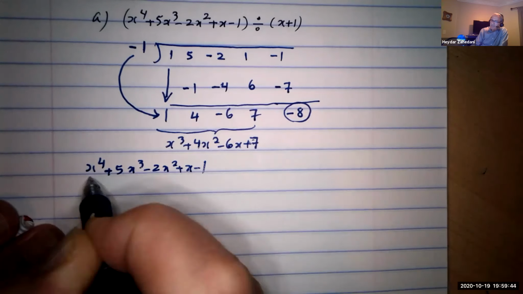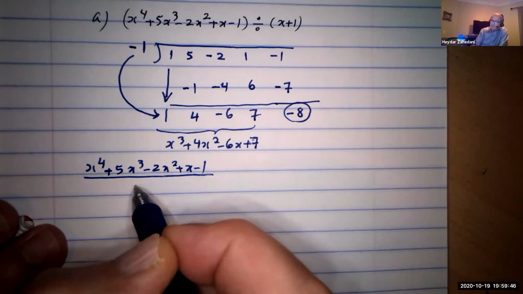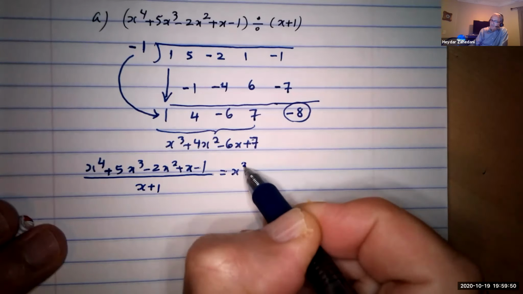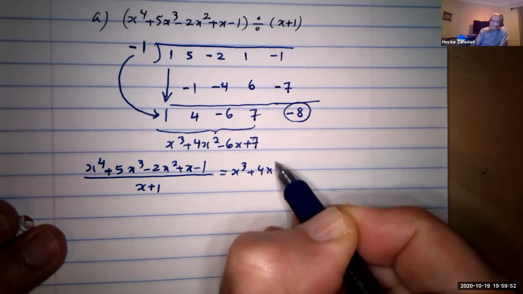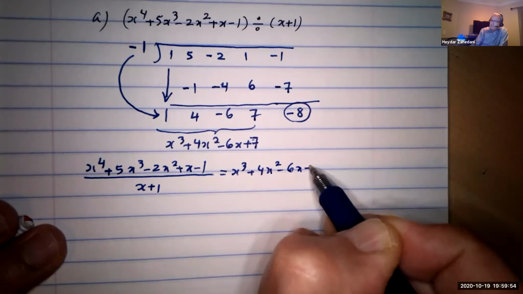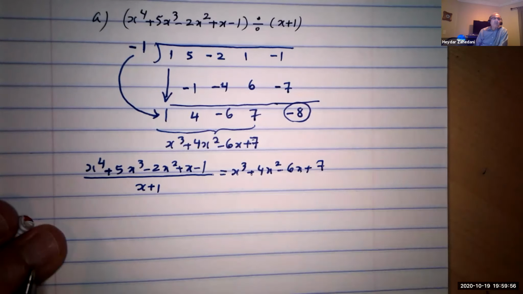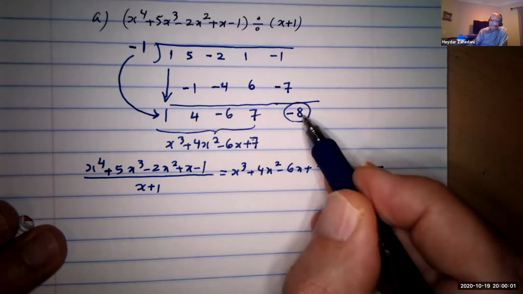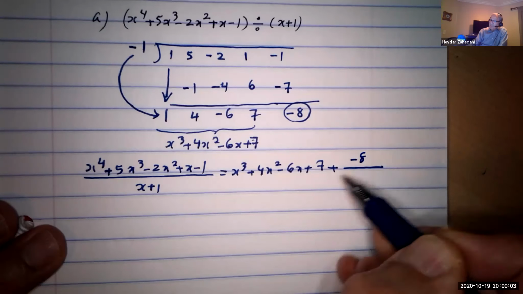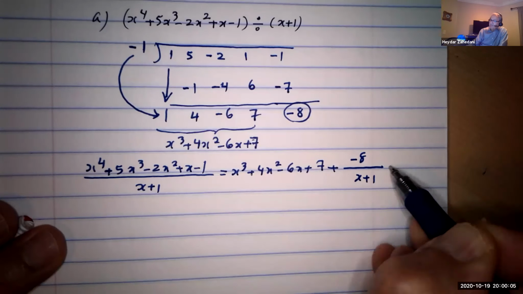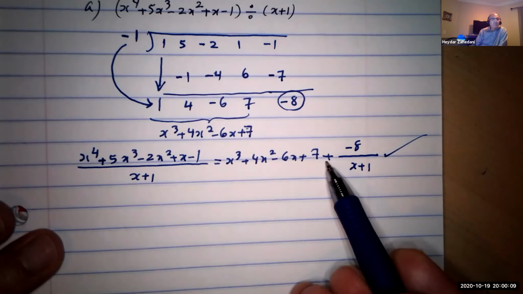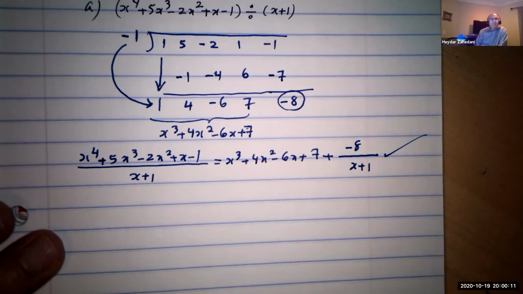Okay, x to the fourth plus 5x cubed minus 2x squared plus x minus 1 divided by x plus 1. The quotient is x cubed plus 4x squared minus 6x plus 7, and the leftover. The leftover is going to be a plus the leftover on the top, which is a negative 8, divided by x plus 1. That's the best way to write it down. Okay, you can put this negative up front. We don't mind. Any question?